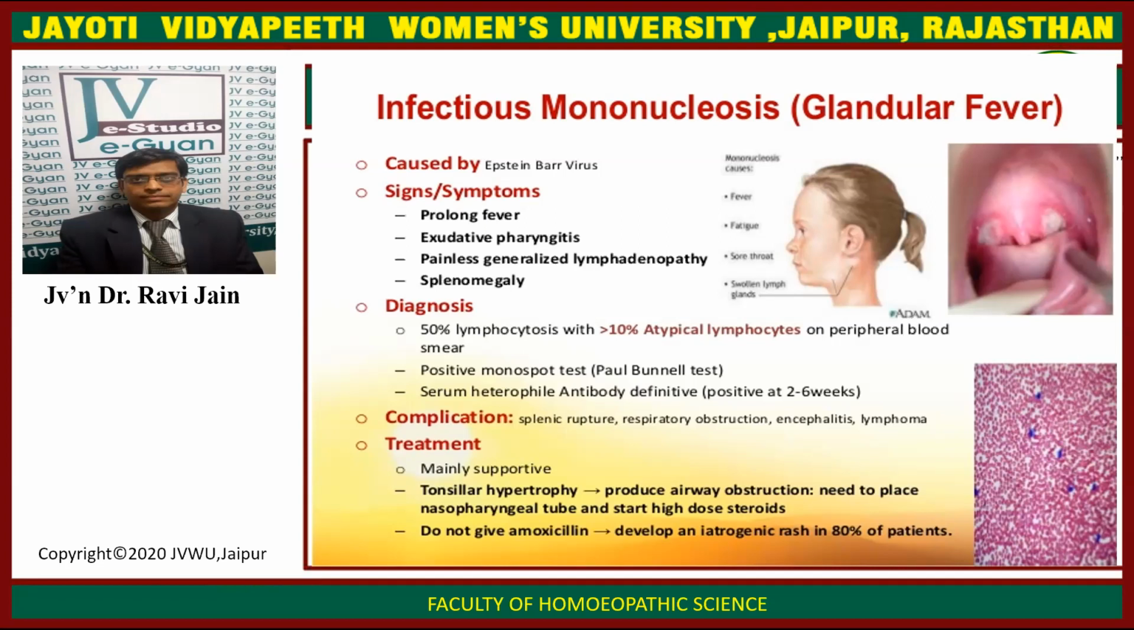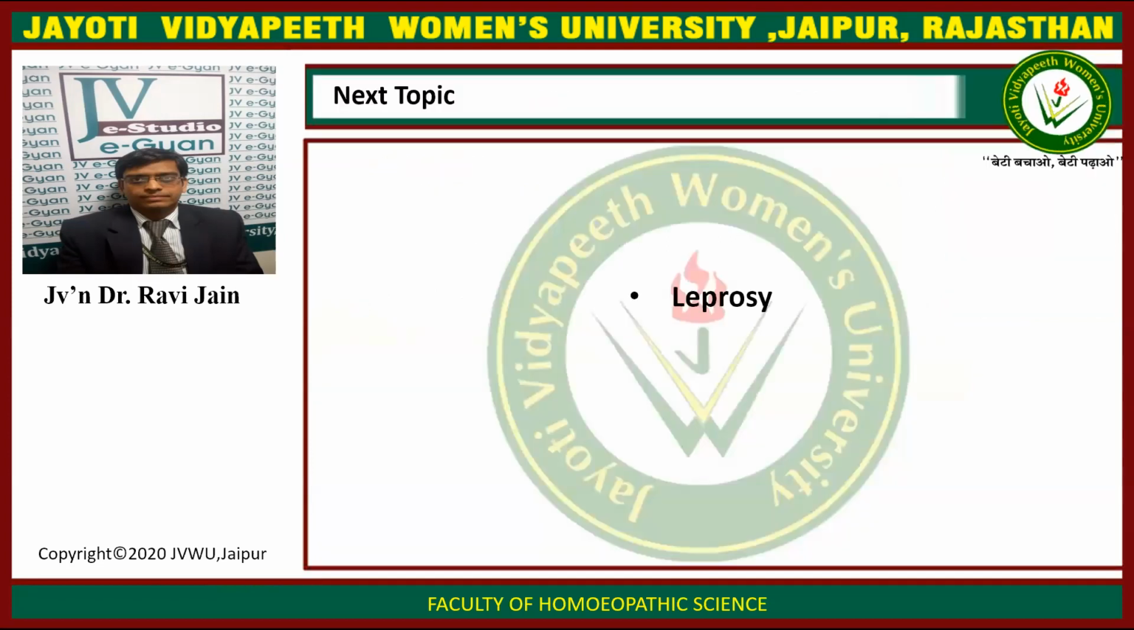The complications consist of splenic rupture, respiratory obstruction, encephalitis, and lymphomas. The treatment is usually supportive. With tonsillar hypertrophy producing airway obstruction, need to place a nasopharyngeal tube and start high-dose steroids. Do not give amoxicillin as it develops an iatrogenic rash in 80% of the cases. This was all about infectious mononucleosis.